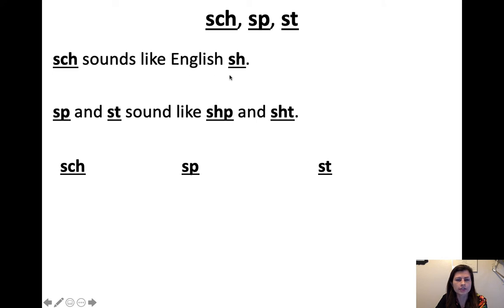SCH sounds like English SH. That makes sense. Like Schule and school are different, but they're equivalent words. Shoe is one. Schuh, no, it's SCH. SCH UH is Schuh, and then English shoe, right? So those are the equivalents. SCH is the same sound, and often a lot of parallel words with SH. But then SP and ST sound like you're inserting an H in the middle of them.